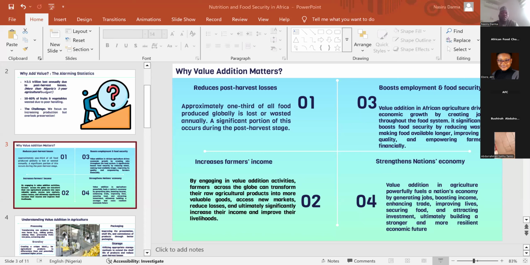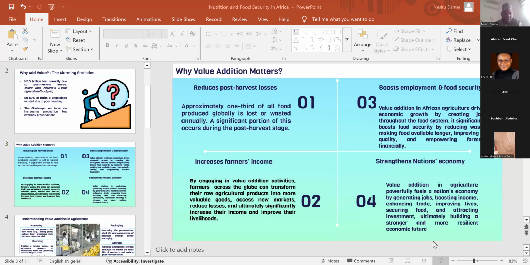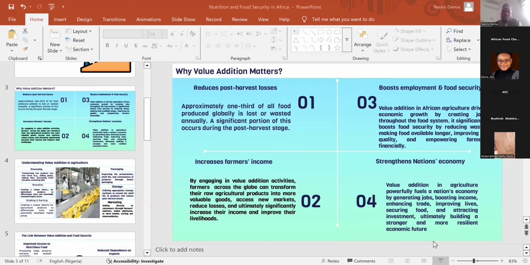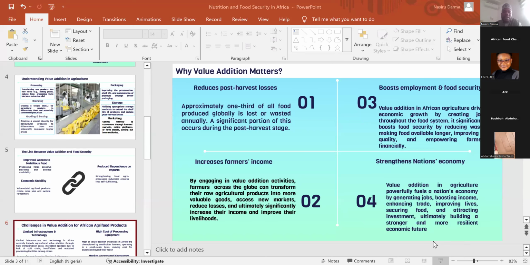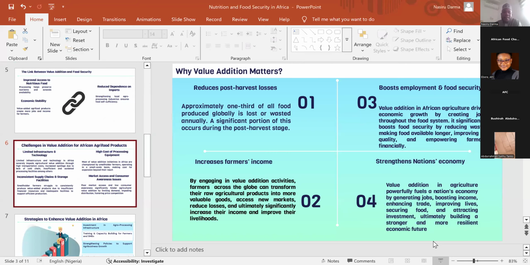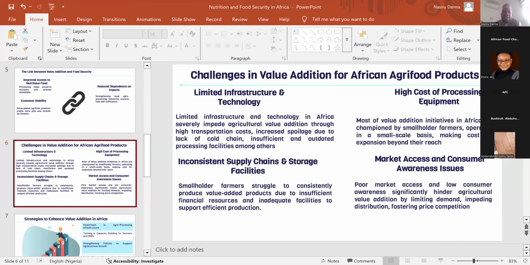But poor market access and low consumer awareness. My apologies, Nasir. Sorry, Nasir, it seems like your slides are not moving. Okay, so because of the presentation mode, I put my slide. Can you see my slide now? Is it changing? It's not changing really. But okay, it has changed now.